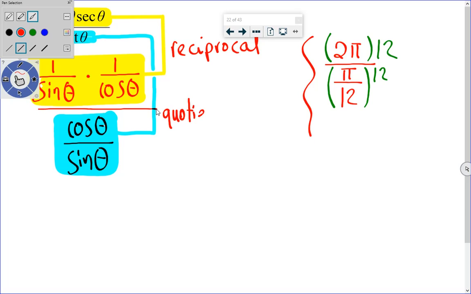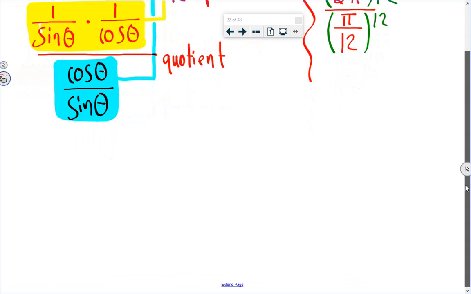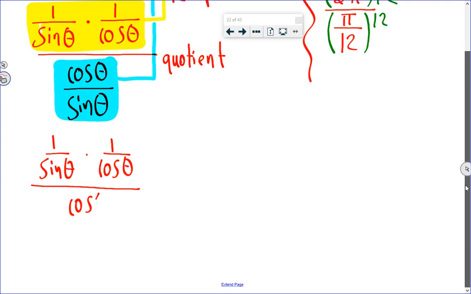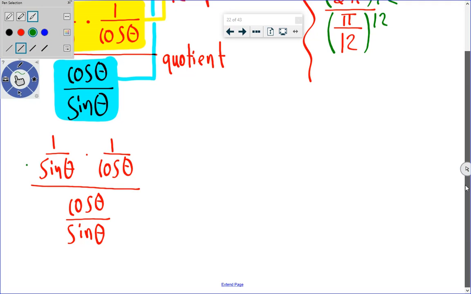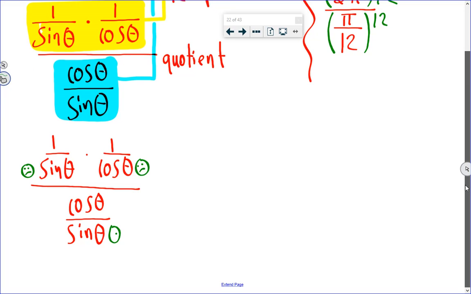But how is this helpful? So I've made a mess of this right now. I'm going to rewrite it. We have 1 over sine of theta times 1 over cosine of theta over cosine of theta over sine of theta. And this sine of theta here makes me unhappy. This cos of theta here makes me unhappy. And this sine of theta on the bottom makes me unhappy.